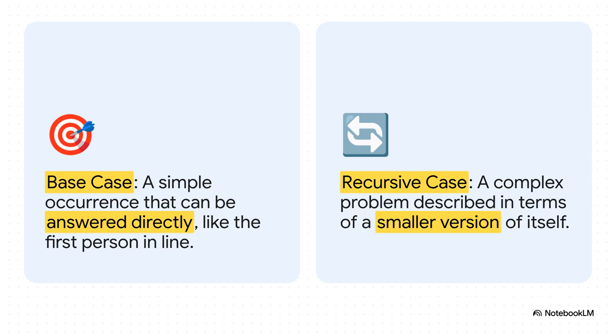First, you've got the base case. Think of this as the stopping point. It's the simple problem we can answer directly, like the person at the front of the line who just knows they're number 1. Then you've got the recursive case. This is the part that breaks the problem down, the step that says, I'll solve my problem by asking for the answer to a slightly smaller version of the same problem. You know, asking the person in front of you. You need both of these for recursion to work.